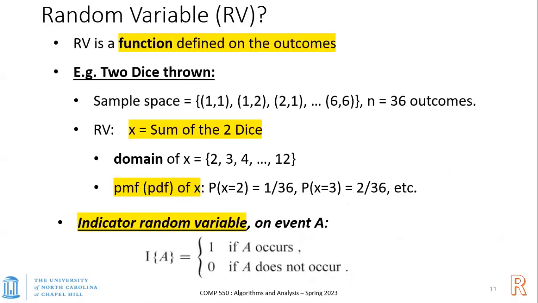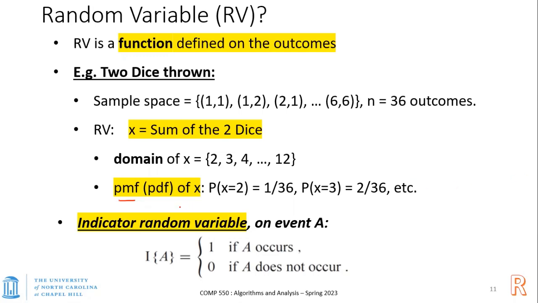Then we defined what a random variable is. It's a function on the outcomes, a function defined on the outcomes. If you look at a couple of the examples we gave, the first example was an experiment where we are throwing a couple of dice, and we define the random variable as the sum of the two dice. It has a probability mass function, also sometimes loosely referred to as a probability density function. But as I said, probability density is generally for continuous variables, and here we talk about discrete random variables.